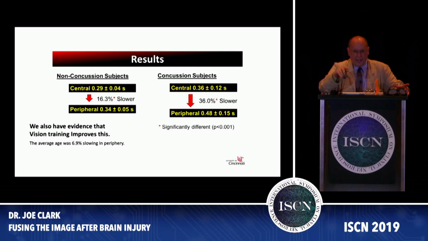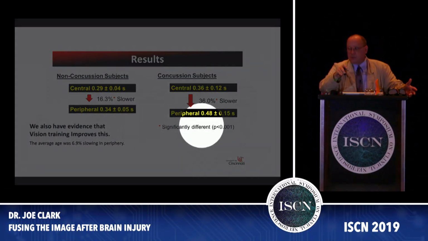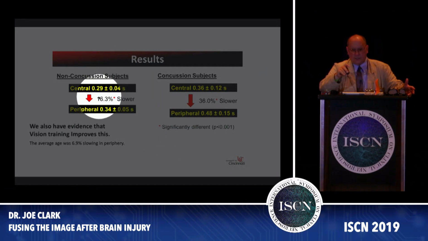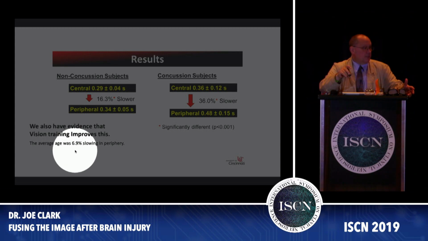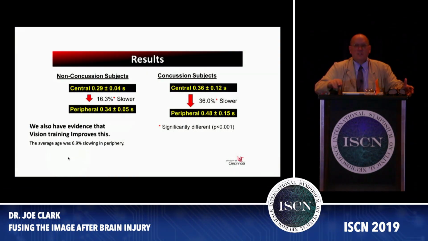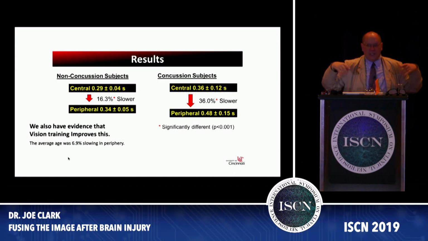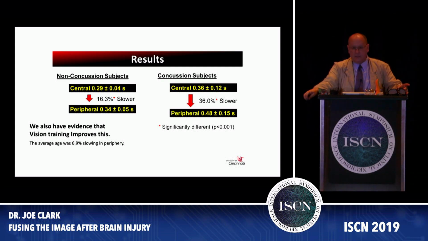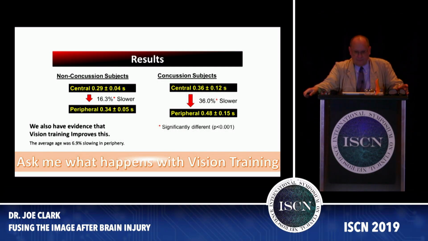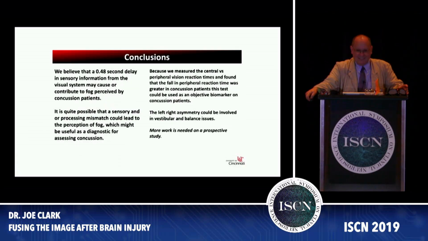The one thing I do want to add on this is when we do vision training in healthy individuals, so our athletes, their central reaction time gets faster, their peripheral reaction time gets faster, and the ratio gets much better. It's only 6.9%. So in other words, they're taking in more information and they're using it very effectively. Okay, so that's what happens when you do the vision training.